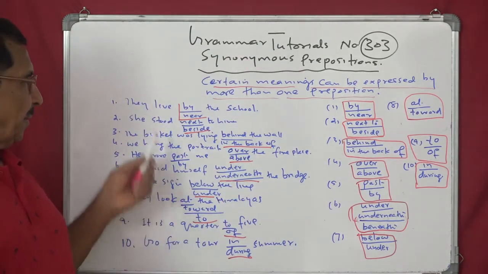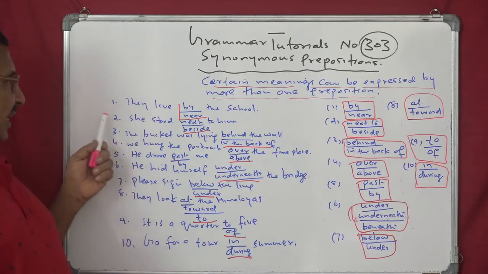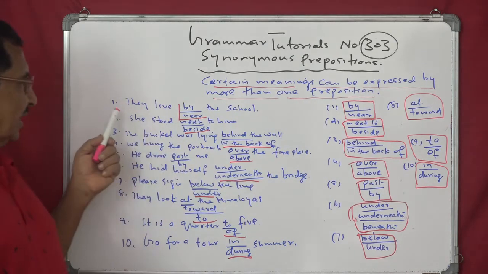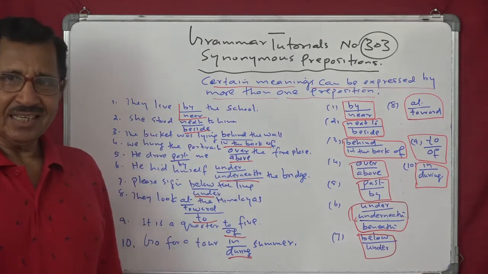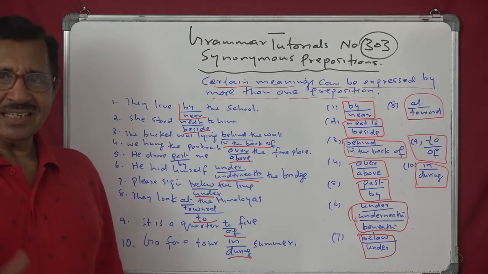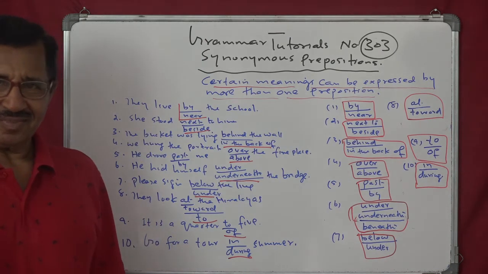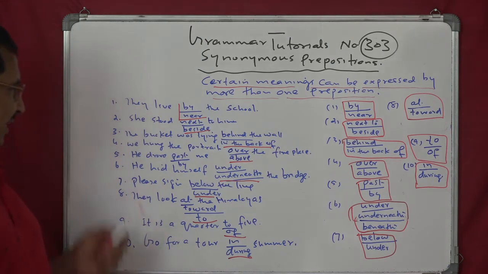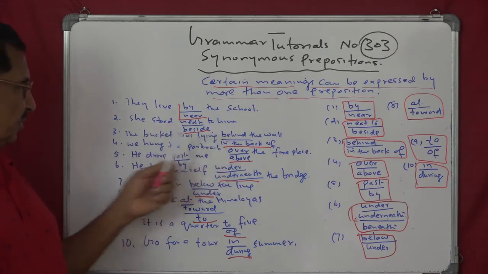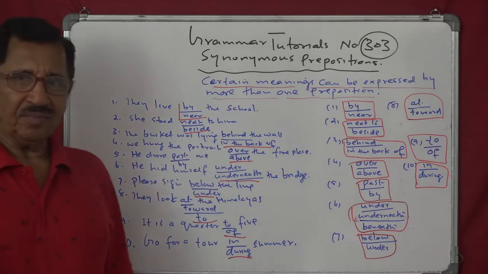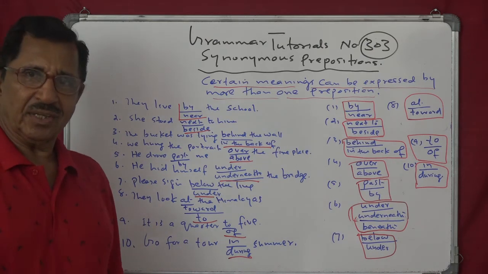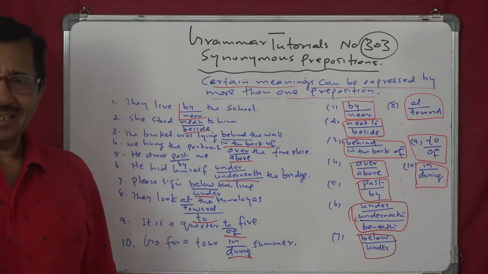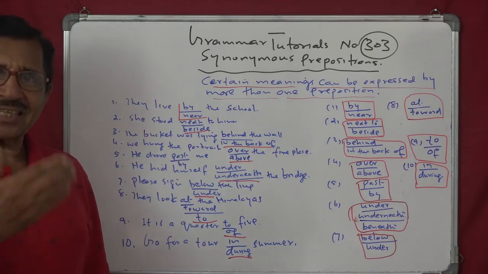Here we have got by and near. See the sentence example. They live by the school, they live near the school. He stands by him, he stands near him. Understand? So that way. She stood next to him, she stood beside him. You can say they live next to the station, they live beside the station.